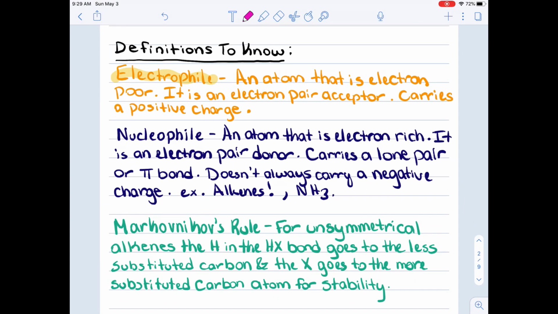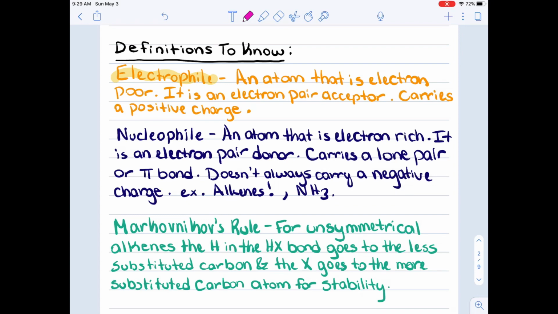So here are some definitions for you to know. An electrophile is an atom that is electron poor. It's an electron pair acceptor. That's something important to know, especially when it comes to these kinds of reactions, because that's how we're going to be forming these bonds. It also carries a positive charge.